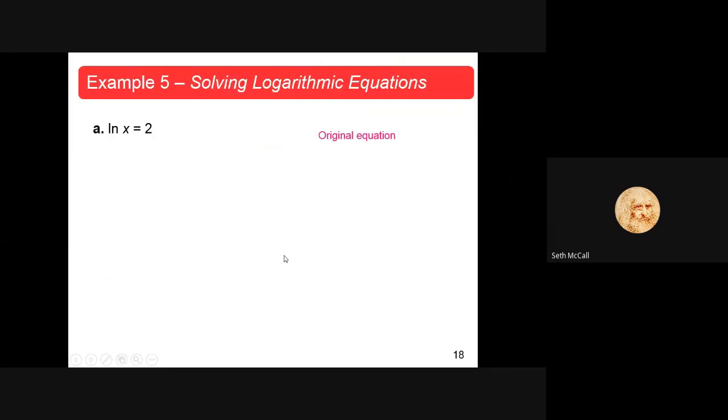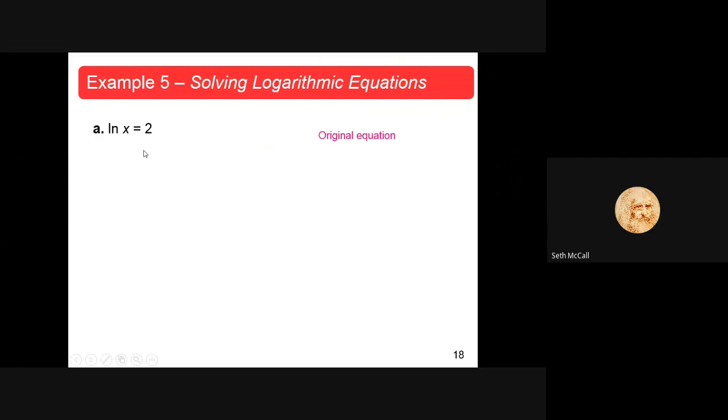So another strategy that I discussed in yesterday's lecture, and we're going to do a little bit more practicing with, is how to take something out of exponential form and put it in logarithmic form, or take it out of logarithmic form and put it into exponential form. And so that's what we're going to do in this example 5a.